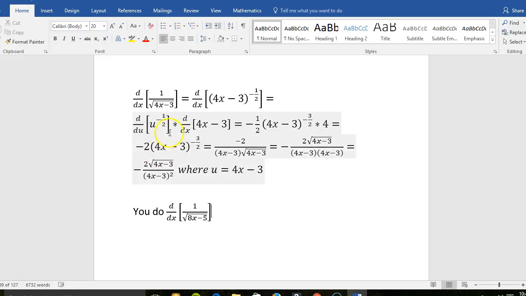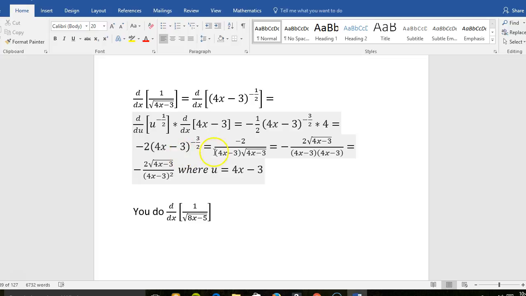So there's that 4. Now guys, that negative 1 half and that 4 are going to multiply together and give you negative 2. And so you're going to get negative 2 times the 4x minus 3 to the negative half power. And now, the negative 2 comes on top. If you'd rather, you can take this negative and put it out to the side. I just put it up here. You could go either way. So I got negative 2 over.